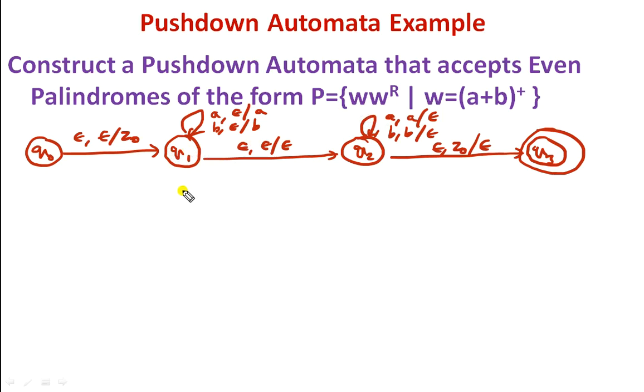Now we need to verify whether the string generated by this language is accepted by this PDA or not. For example, let us consider the string A, B, B, A. We can say that this is an even palindrome because the total number of characters is 4, and 4 is even, and we may consider AB as W and BA as W power R, which is the reverse of AB. Now we know that this is an even palindrome. Now we need to prove whether this string is accepted by this PDA or not.